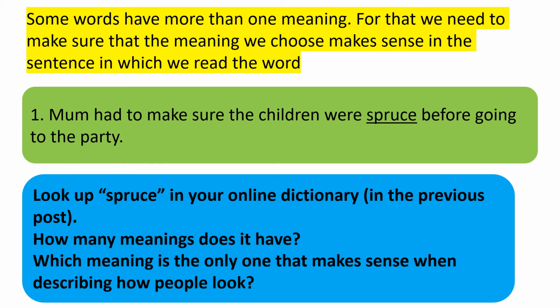It might have more than one meaning. Words can mean more than one thing, and I think that can maybe be a wee source of confusion for some people. Only one makes sense to describe how people look in the context of this sentence: Mum had to make sure the children were spruce before going to the party.